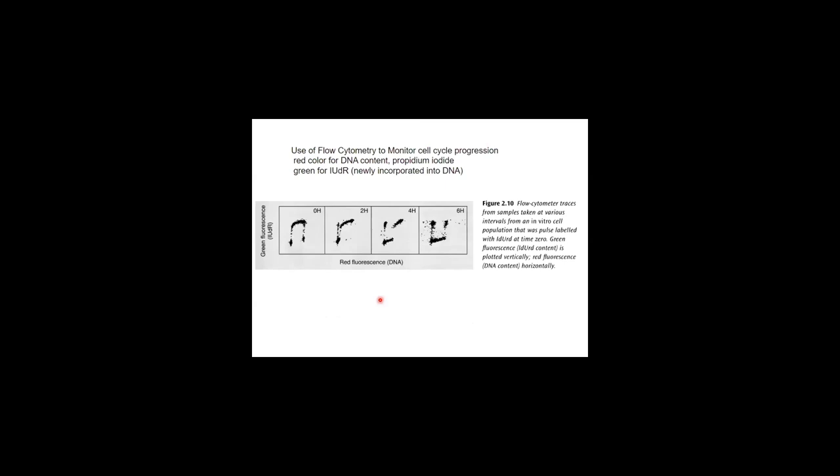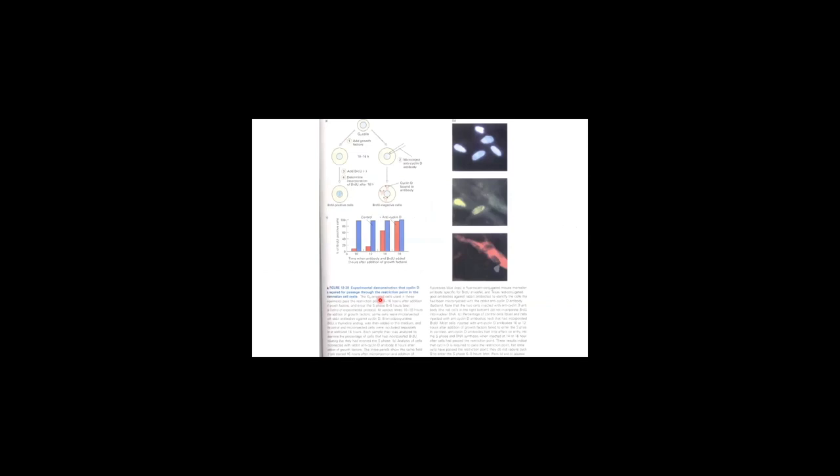You can also chase the label. I don't think you need to know this example for your boards, but you can keep the label in for 0 time, 2 hours, 4 hours, and follow the cells as they progress through the cell cycle. This is used also to measure proliferation. I don't think we need to go through all these. These are just examples of particular proteins that are being measured.